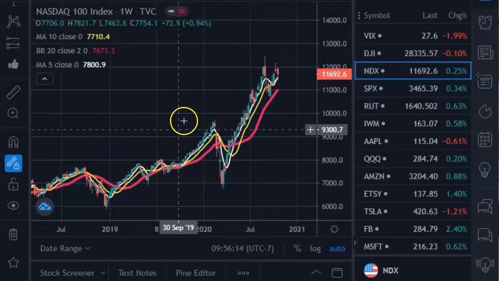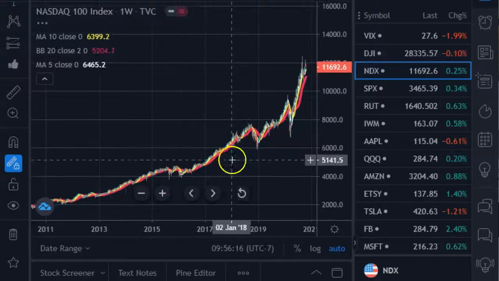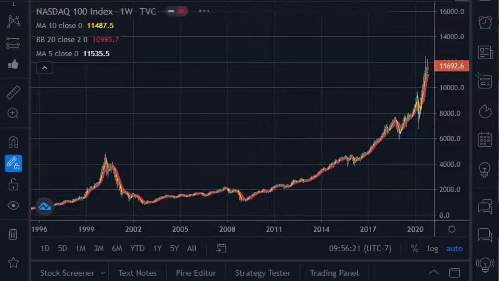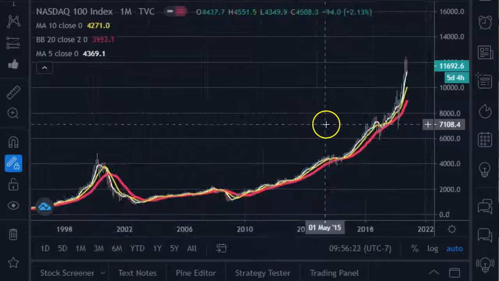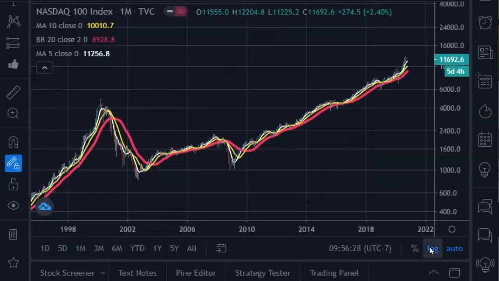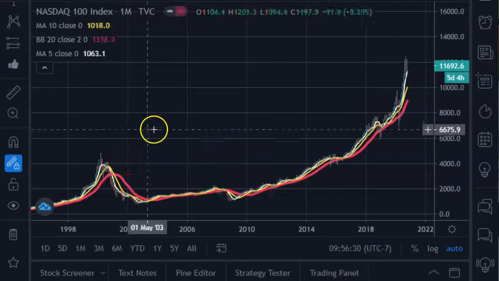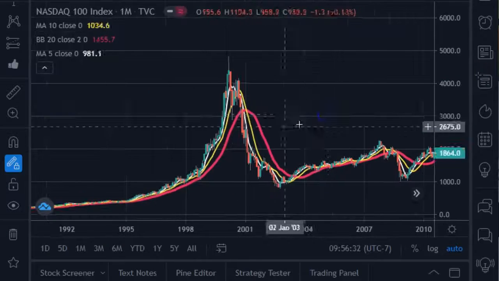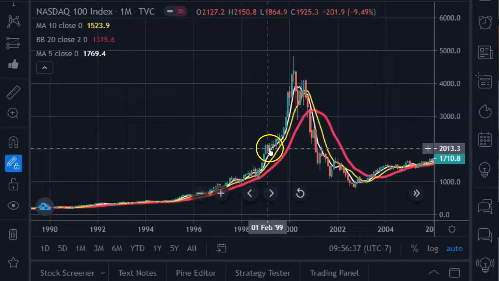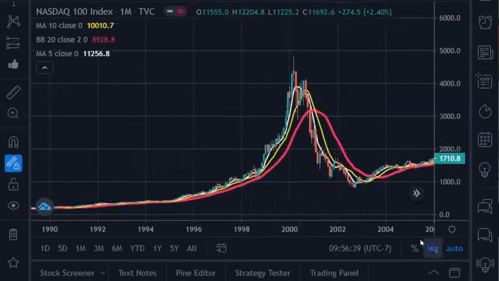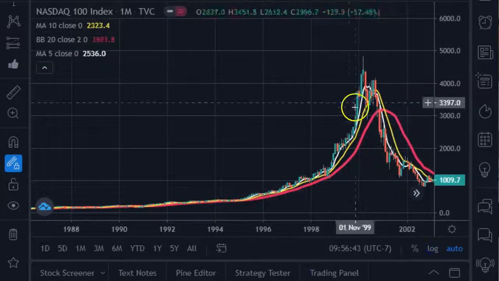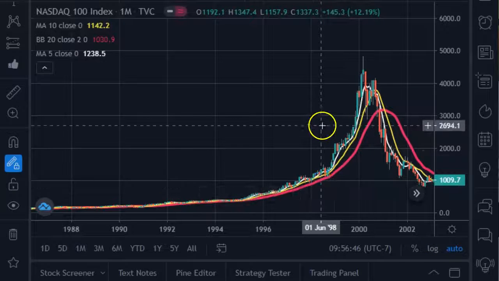So if we look at Nasdaq, let me get rid of these. If we look at Nasdaq on the monthly, I'm going to leave the moving averages on. I'll put the log on, I suppose. I'll take it off. If you look at Nasdaq, it exploded and then exploded some more. Okay, so that's what a bubble looks like. It explodes and then explodes some more.